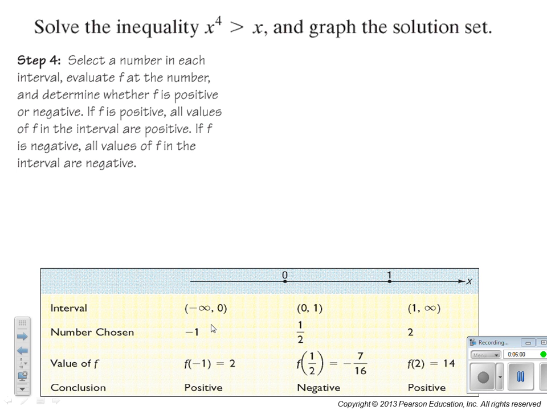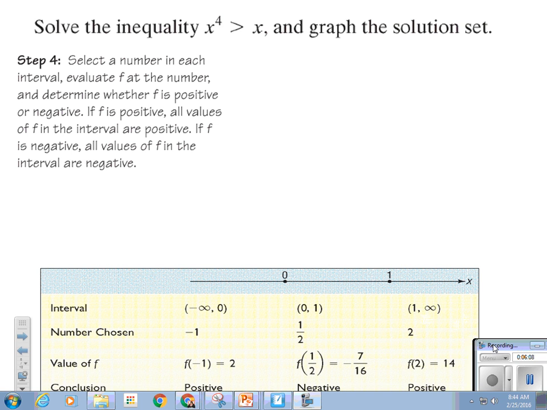Between 0 and 1, we put in 1/2. When we put in 1/2, we get negative 7/16, and that's negative. Then from 1 to infinity, we put in 2. And when we put in 2, we get 14, which is positive.